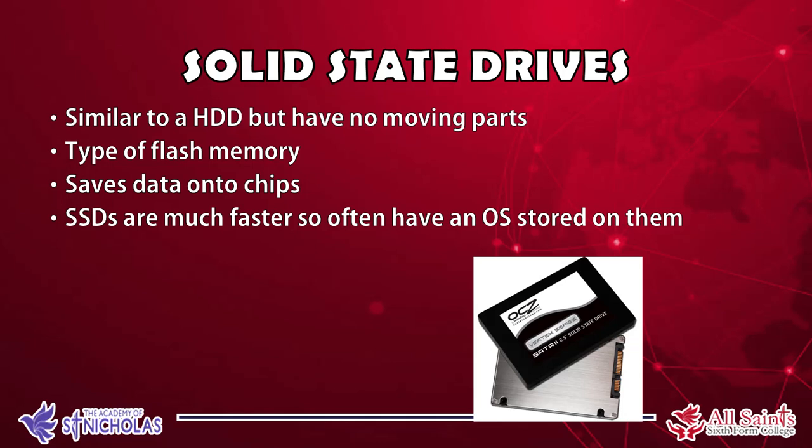Next one, solid state drives. So solid state drives are similar to hard drives, but there is no movable parts inside of them. Now this is called flash memory, okay, and this enables data to be saved onto chips. Now SSD cards or SSD drives are really quick because there's no movable parts in them. So that's compared to a hard drive that has got movable parts and the discs have got to spin. So that is how they are the second solid state drives.